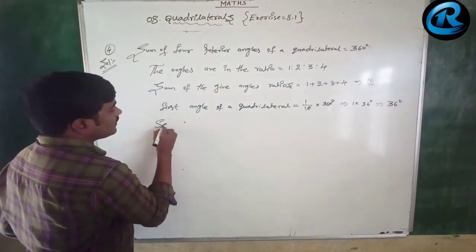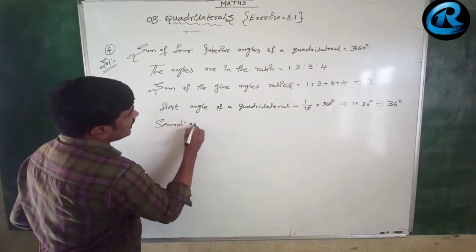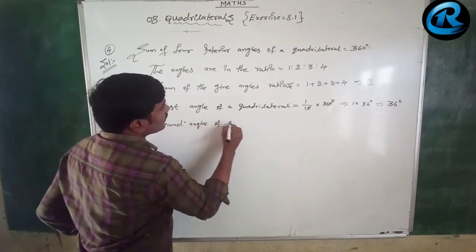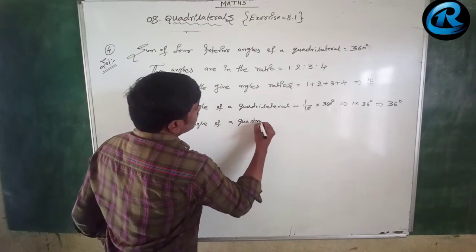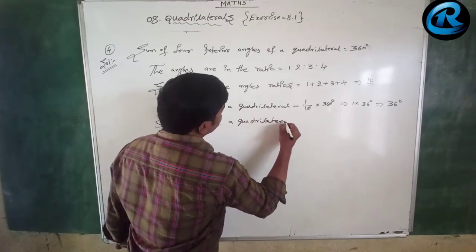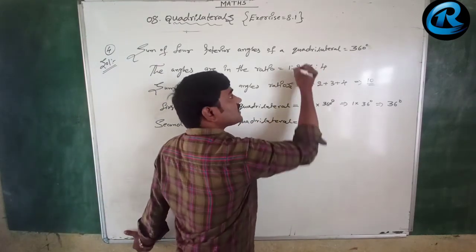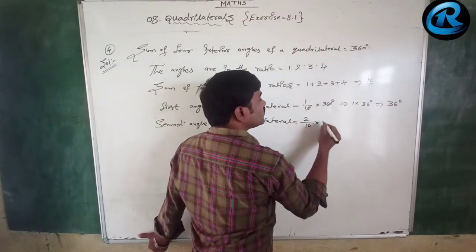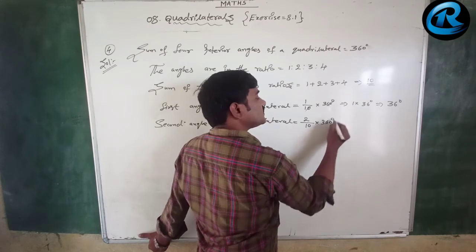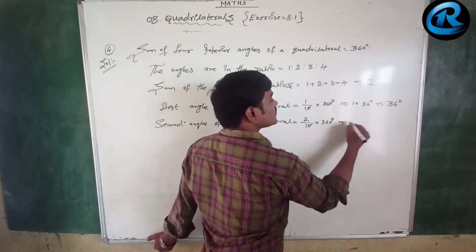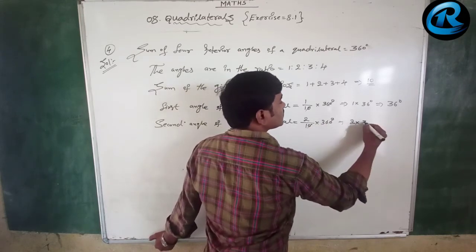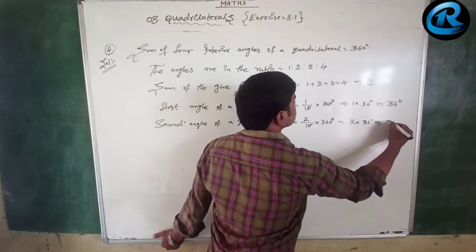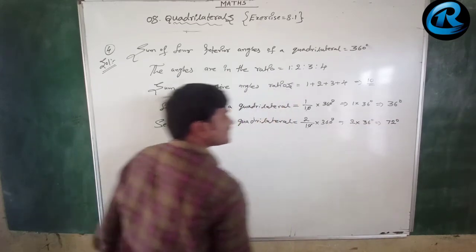The second angle of a quadrilateral equals 2 parts out of 10 parts into 360 degrees. Here the zeros cancel, this 2 and 36 degrees, that equals 72 degrees.